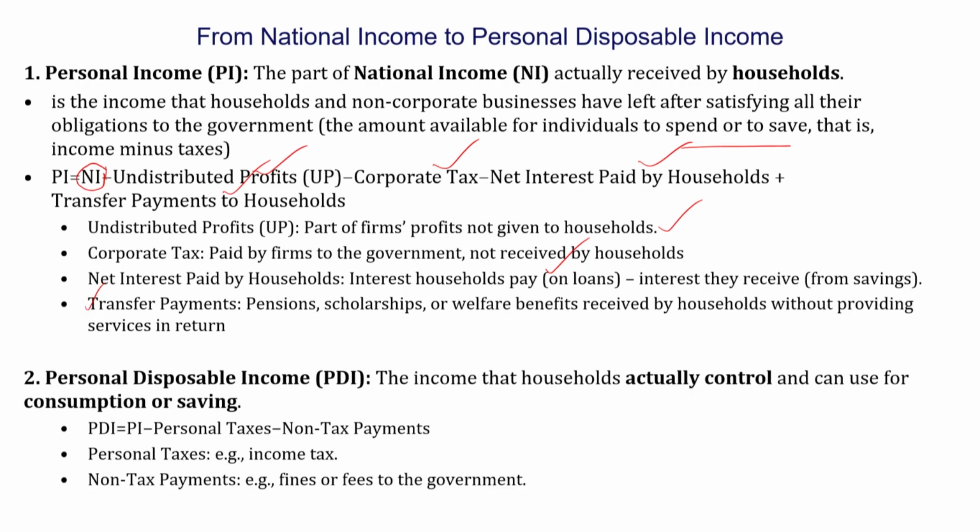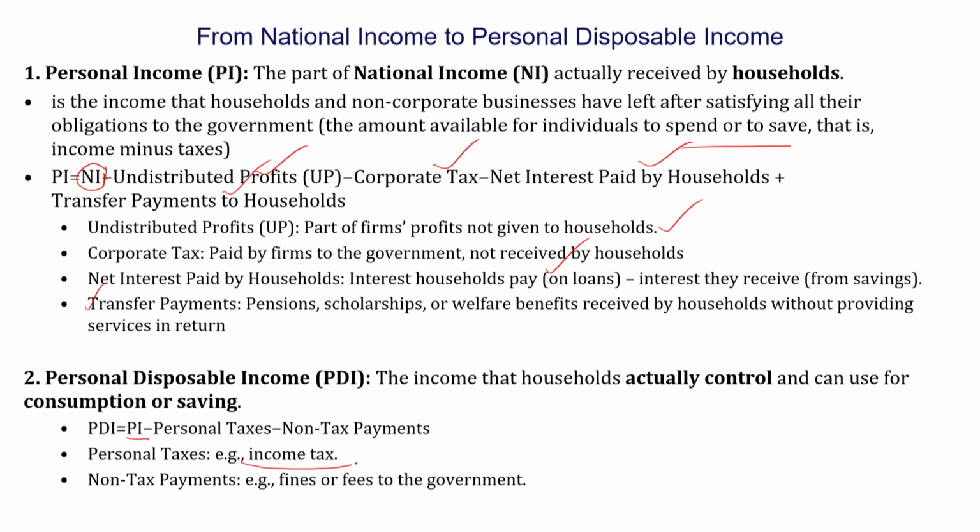Then coming to the final one, personal disposable income. Personal disposable income means the income that households actually control and can use for consumption or saving. So when you get, for example, 50,000 or 1 lakh from your job or any other income source, out of that you need to pay some portion to the government as income tax. When we subtract the income tax, we get personal disposable income. So personal disposable income means personal income minus personal taxes.